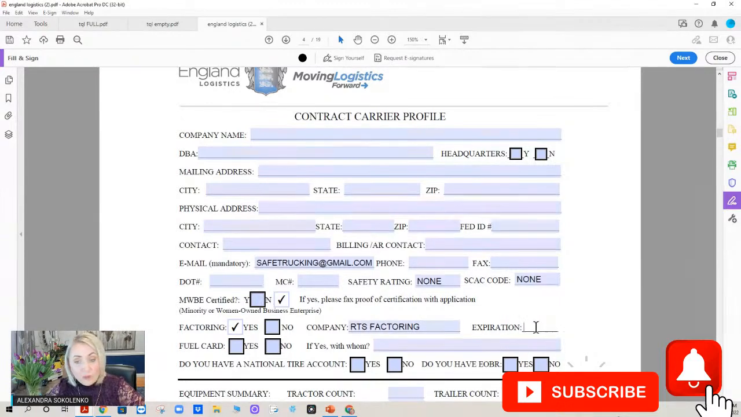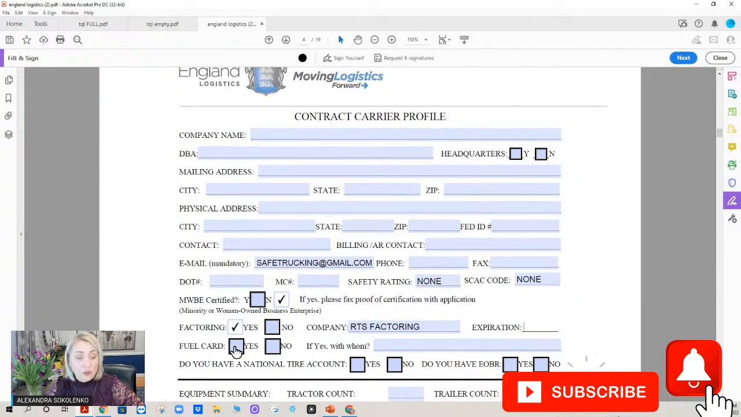Why are they asking you for this again? Remember, I told you, because England Logistics have their own factoring. So they want to see if you want to switch, right? After you actually set up with England Logistics, the next day or a few days later, you're going to receive phone calls for their national tire account, for their factoring, for all the services they provide, okay?